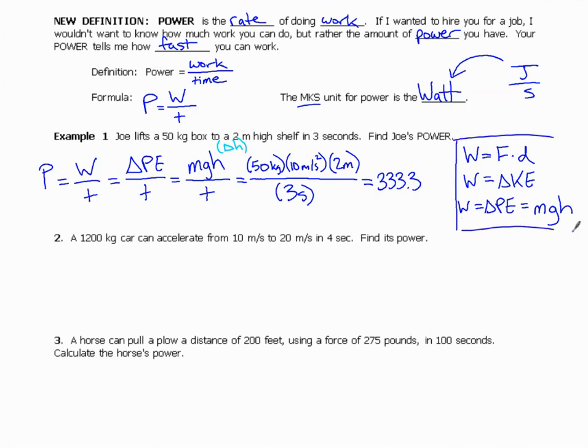Cross that off. And our units, kilograms times meters per second squared, that's a Newton. This is a Newton meter, which is a joule. This is a joule per second, which is a watt. 333.3 watts.